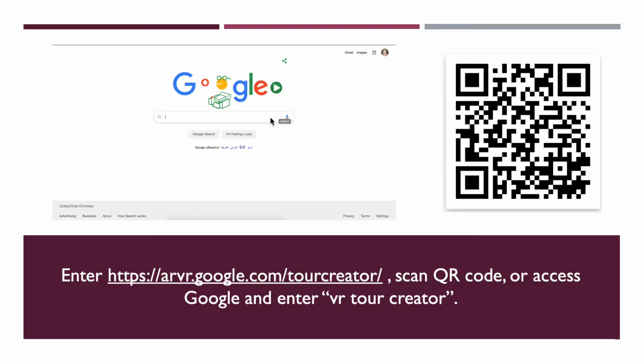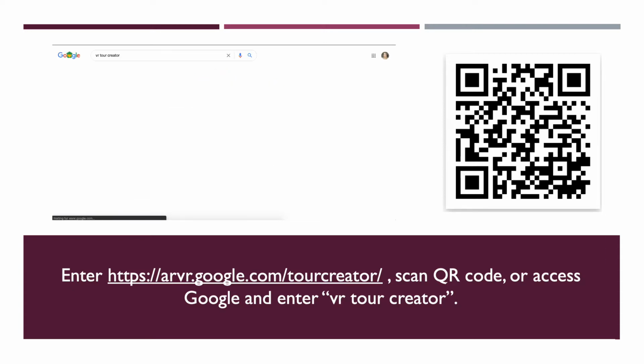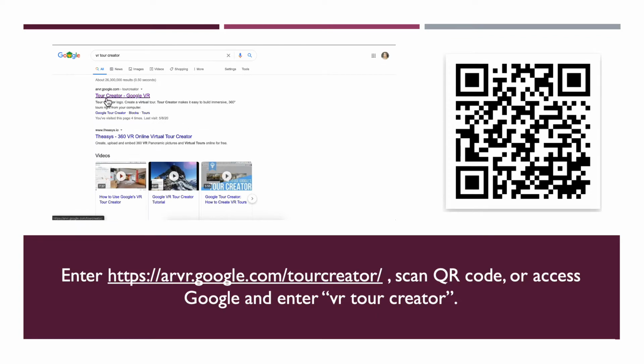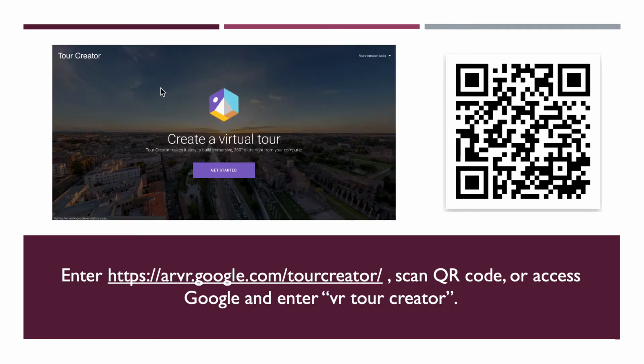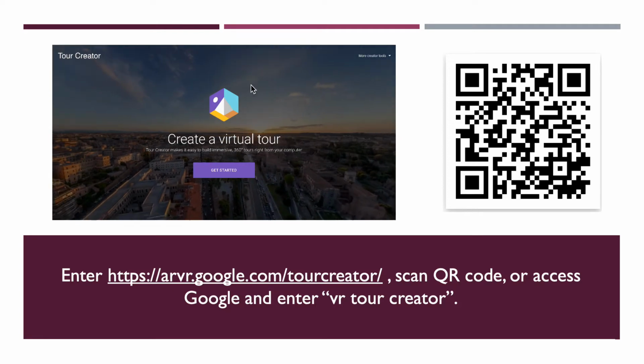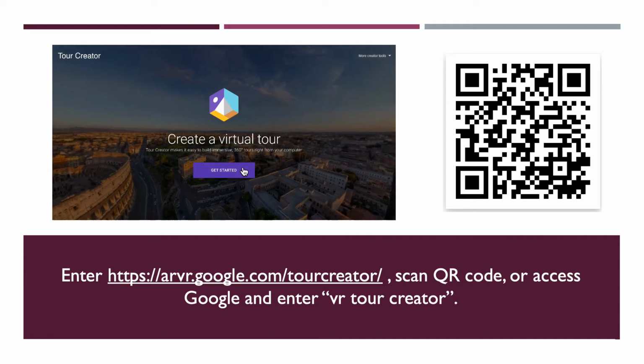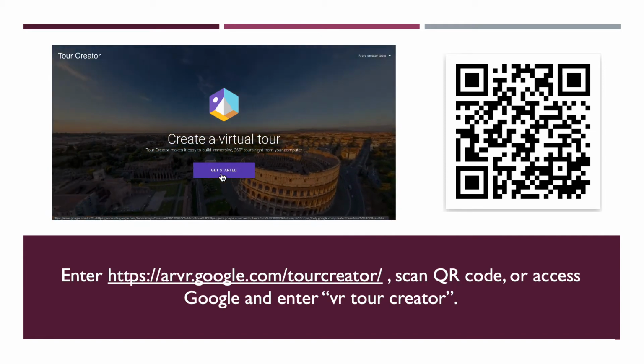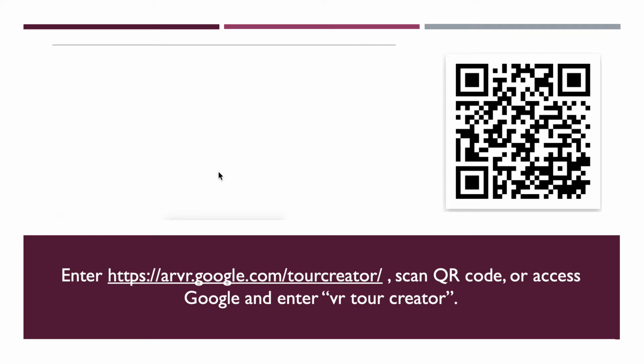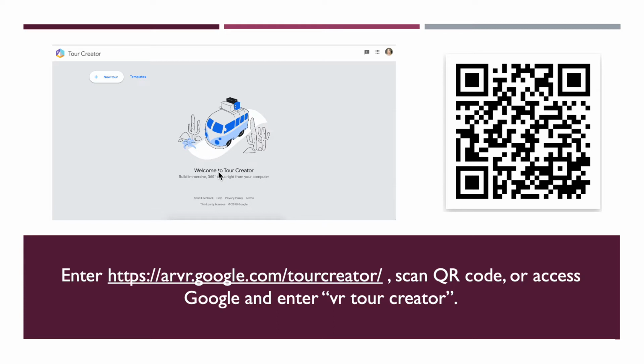To access Google Expeditions VR Tour Creator, type VR Tour Creator into the search engine and click the first link that says Tour Creator Google VR. It'll bring you to the Tour Creator's homepage, and towards the middle of the page it'll say Get Started. You will click there. If you do not have a Google account, you will be asked to sign in or create one. I have already signed in, so it automatically goes through for me.